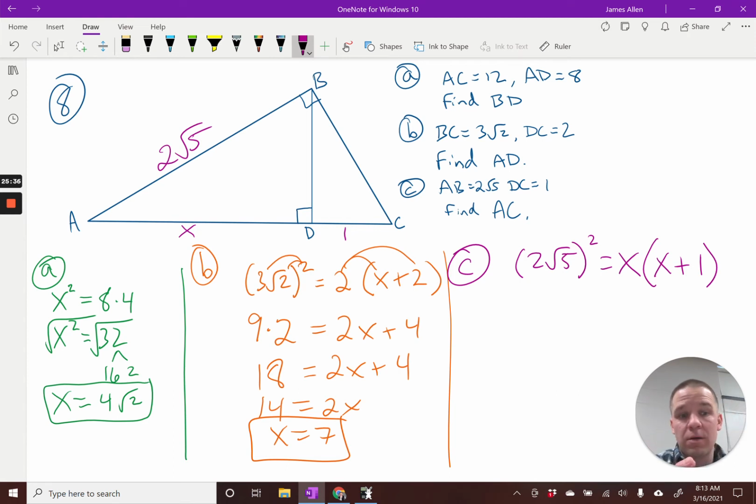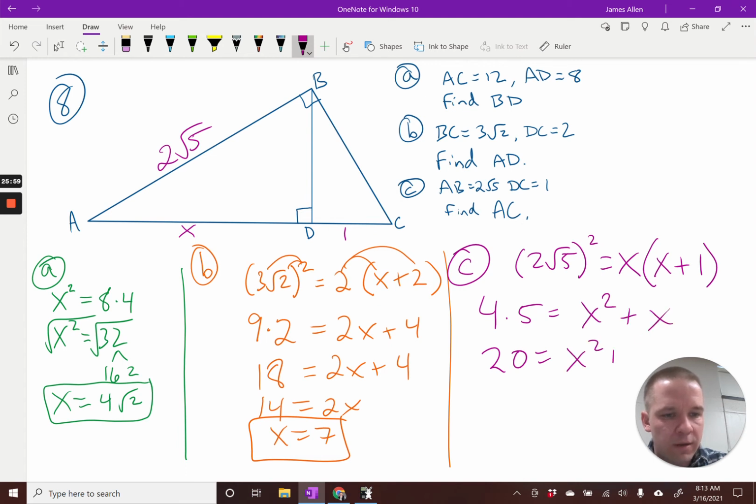AC is not my X right now. I'm going to have to plug back in and find my final solution. Otherwise I have to set the whole thing X and then do X minus 1. People might mess that up. So this is where students are most successful in this style setup. So I've got 2 squared is 4 times the square root of 5 squared, which is 5. So that's 20 over there. And then I'm going to have X squared plus X.